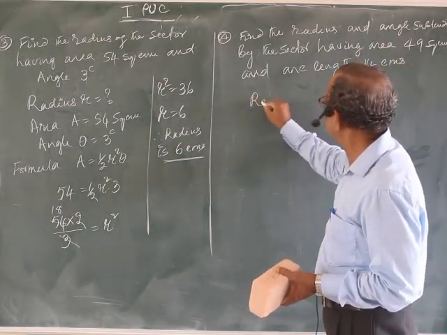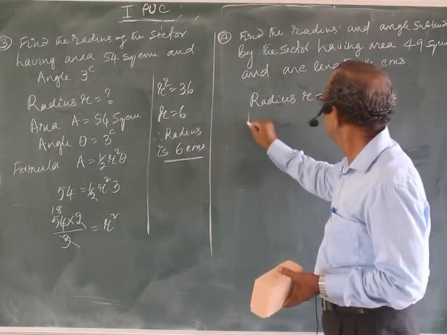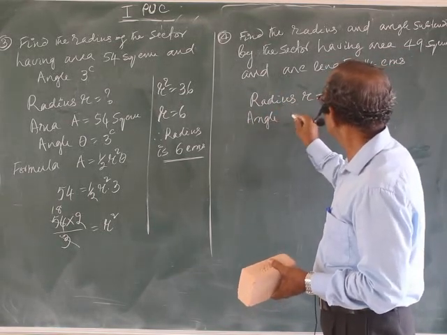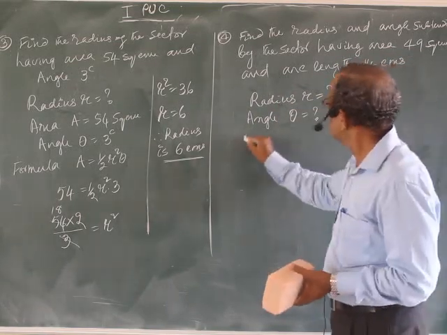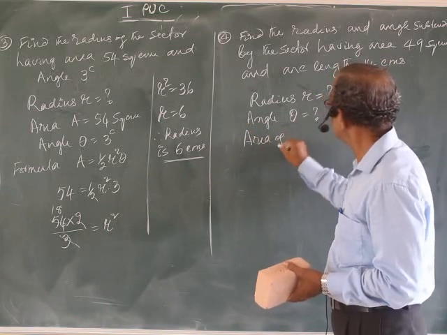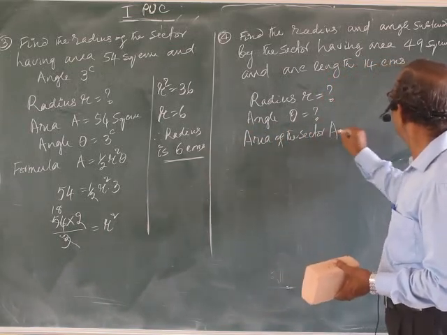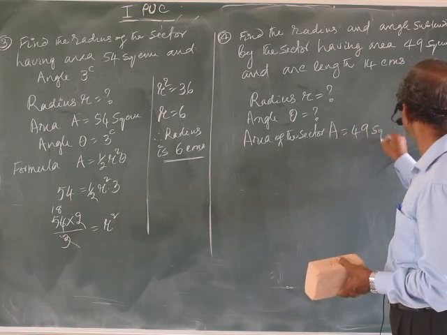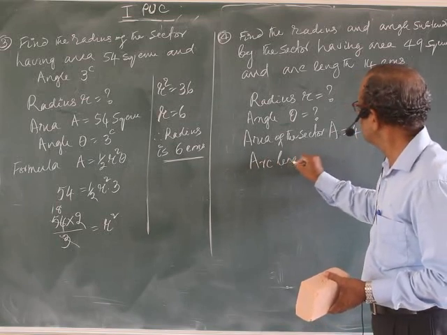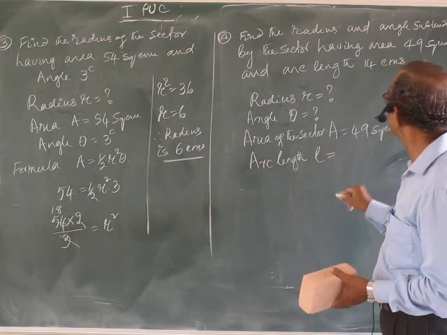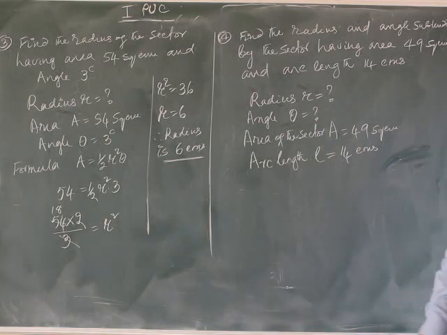Find the radius. Let me write the data first. Radius r equal to not given. Angle subtended theta also not given. Area of the sector A is given, 49 square centimeters. And arc length is given, L actually. Yes. How to find r and theta?